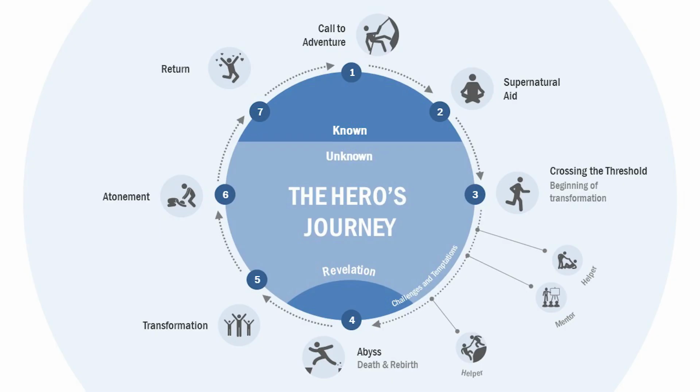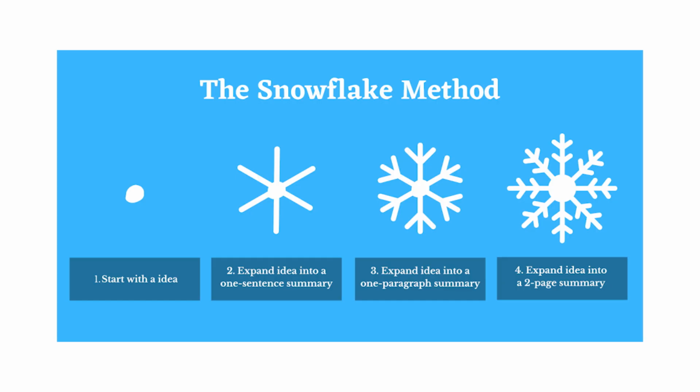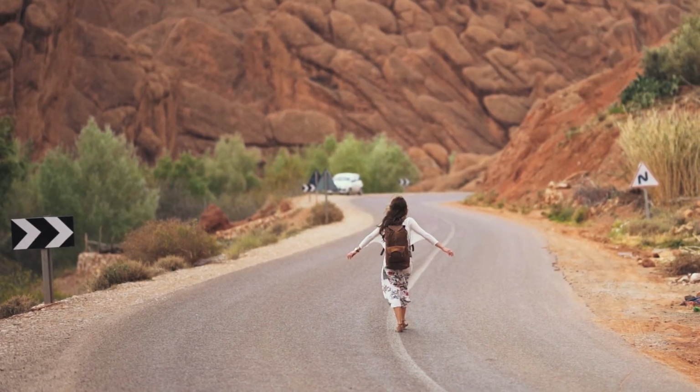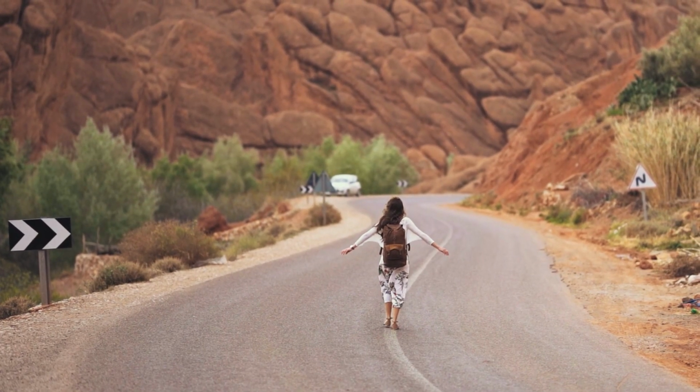For this, we'll be using the standard hero's journey plot structure, but Whiteboards is great for the snowflake method, save the cat, or any other visual plotting method. The feature gives ultimate freedom, so feel free to experiment.